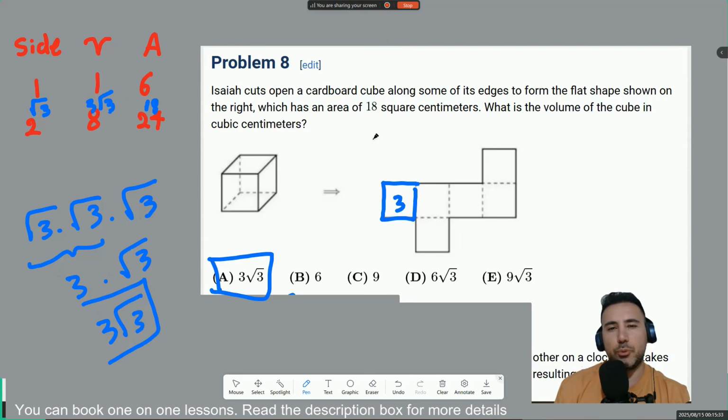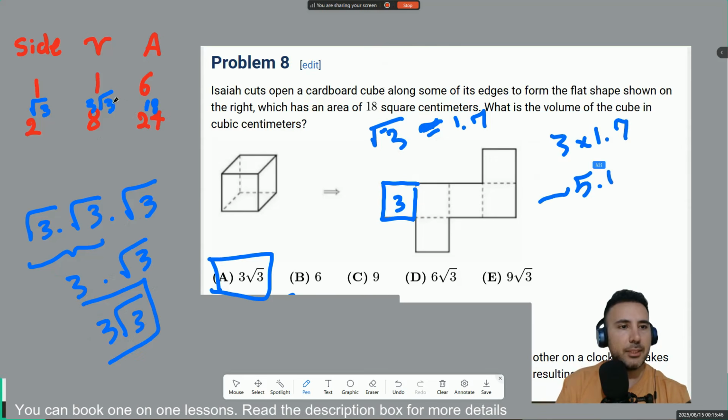Remember, I told you root 3 is about 1.7, right? Almost. So 3 times 1.7 is equal to what? 5.1 something, right? So that means this volume is about 5 and something. This volume was 8. Of course, it's less than 8. So everything we have makes sense.